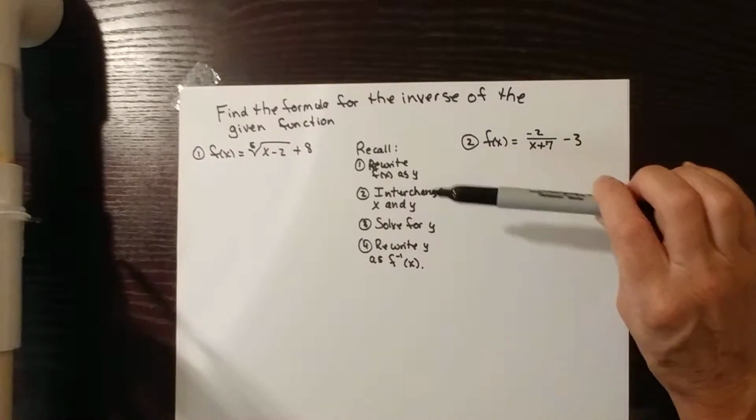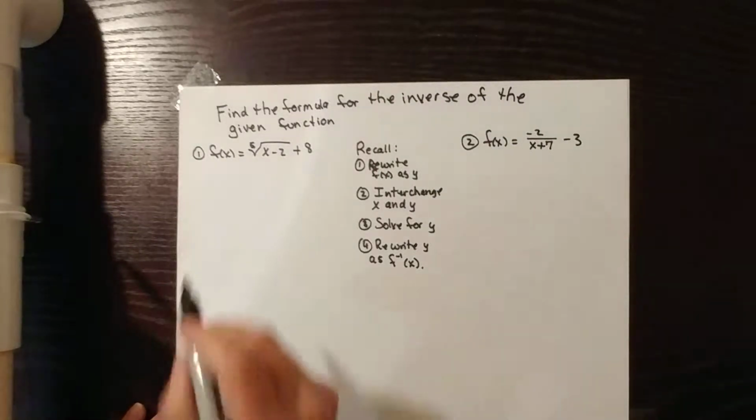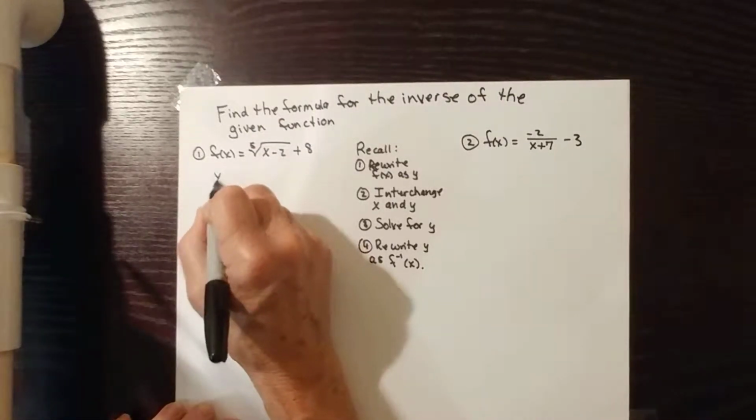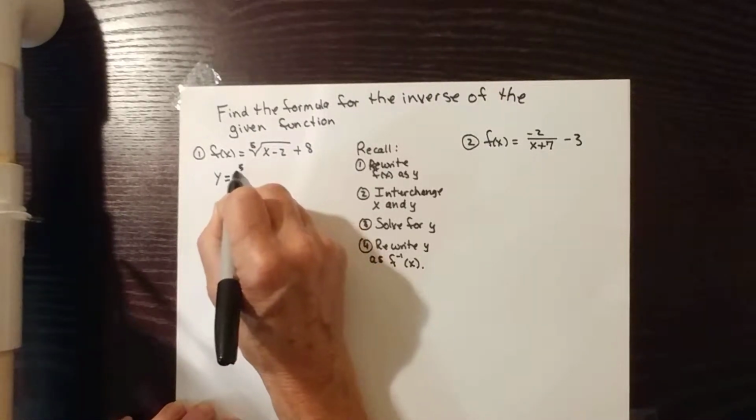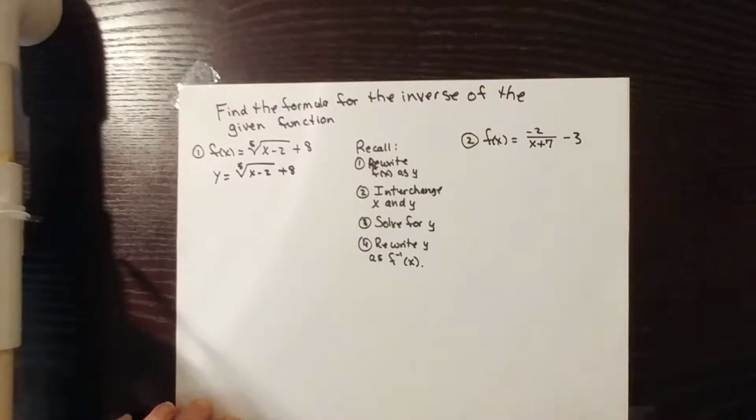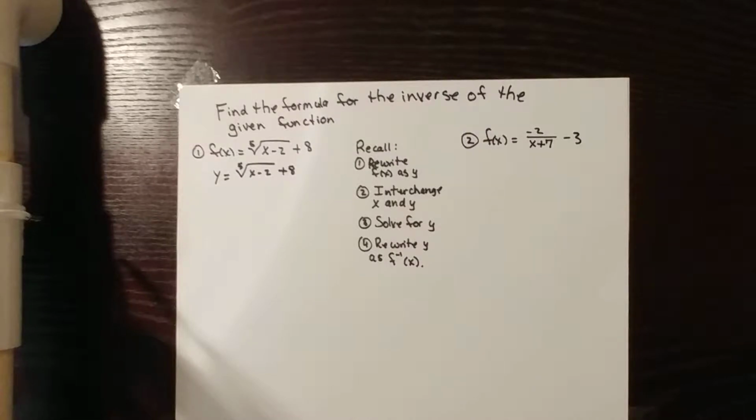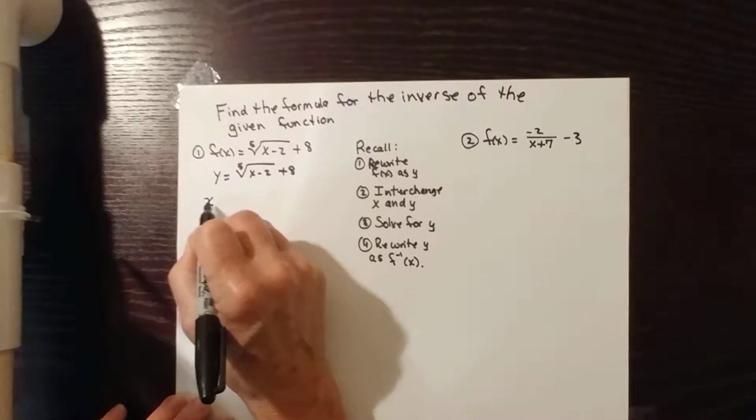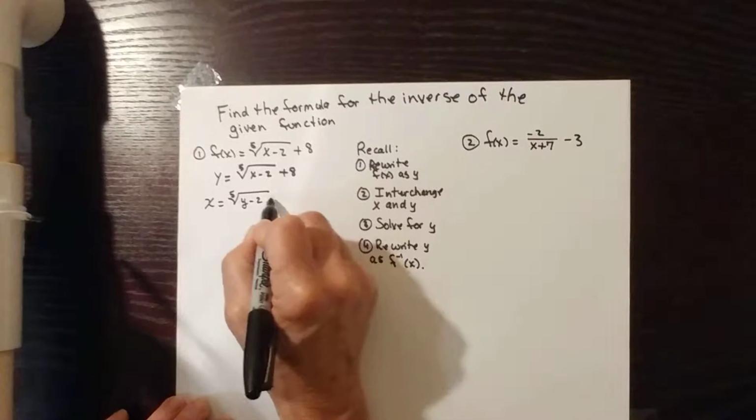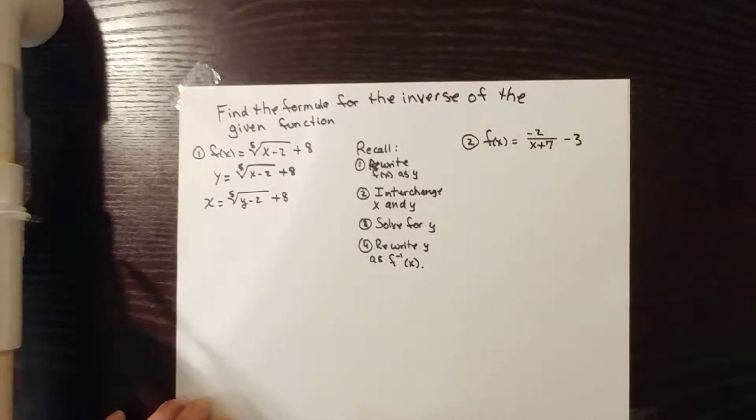Number one says rewrite f of x as y. So in number one, instead of writing f of x is equal to this function, I'm going to simply say y is equal to the fifth root of x minus 2 plus 8. And the second step says to interchange x and y. So wherever there's an x, replace it with y and vice versa. So I'll say this is x is equal to the fifth root of y minus 2 plus 8.